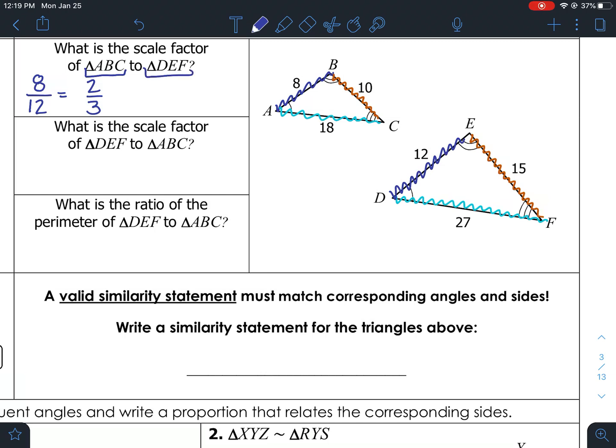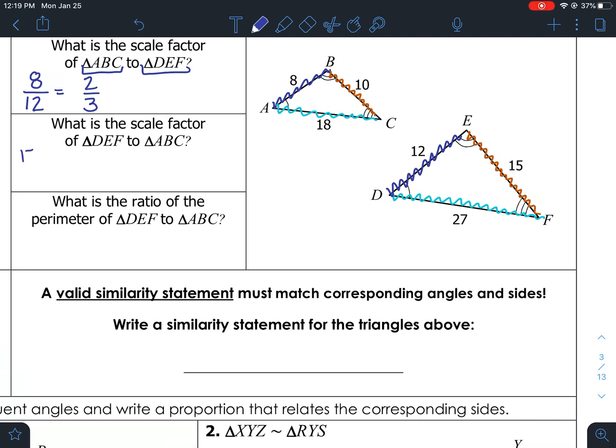So top to bottom. Okay, we're going to do the same thing, but now it's backwards, right? And I'm going to show you that the scale factor is going to be the same no matter what. So this time I'm going to use my brown, orange colored object. So I'm going to do my DEF first, so that's 15 over my ABC, which is 10. Okay, and we're going to reduce that. 5 goes into both of those, so you're going to get 3 over 2. Okay, so you can see how order matters.